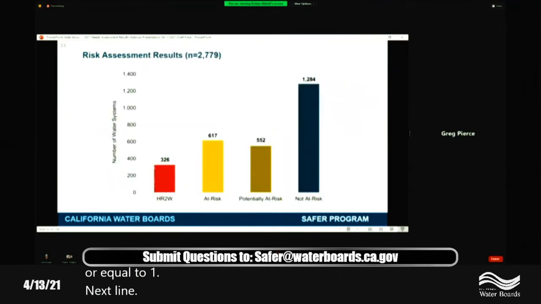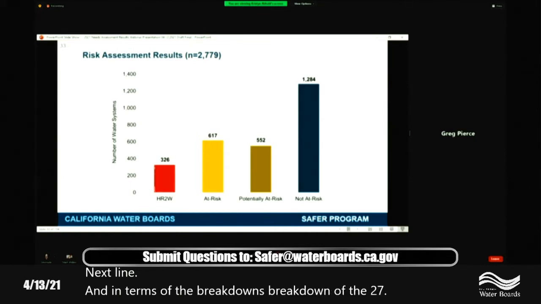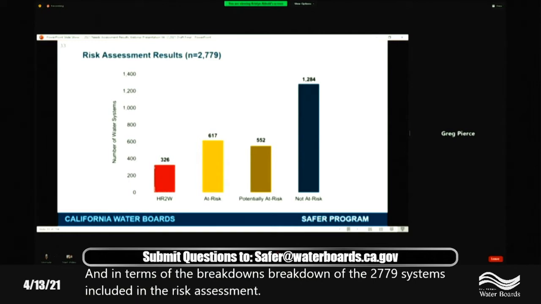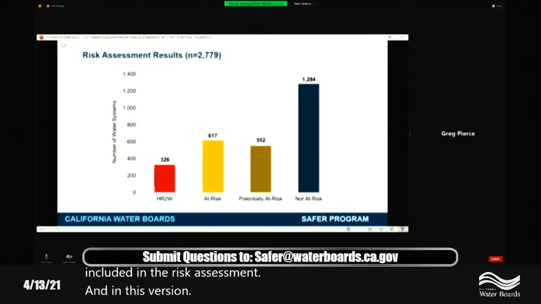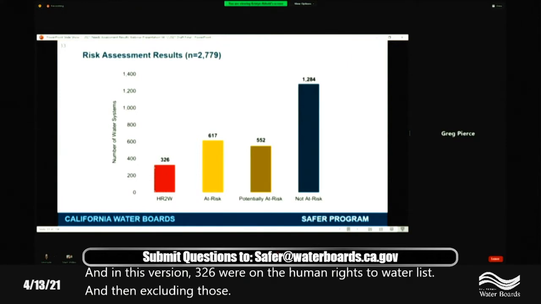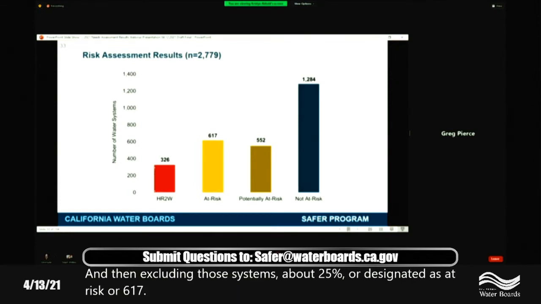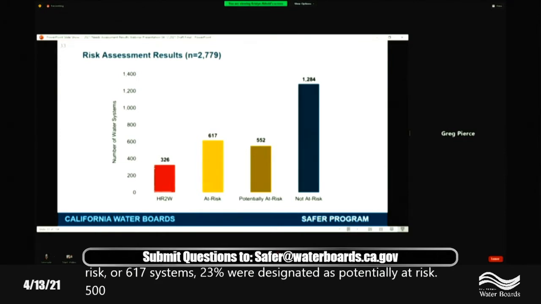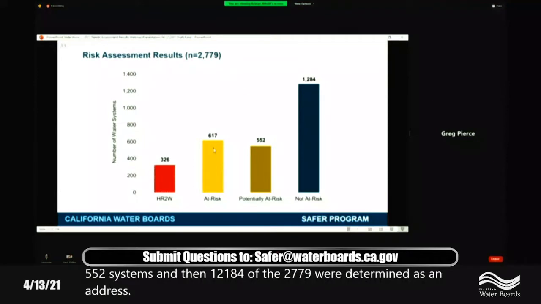And in terms of the breakdown of the 2,779 systems included in the risk assessment in this version, 326 were on the human right to water list. And then excluding those systems, about 25% were designated as at risk, or 617 systems. 23% were designated as potentially at risk, 552 systems, and then 1,284 of the 2,779 were determined as not at risk. Next slide.